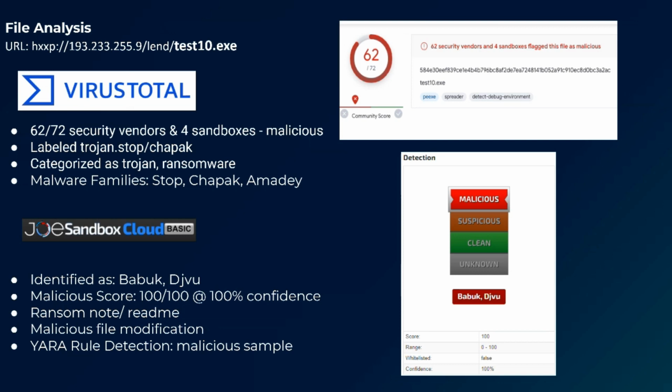The sandbox found the file writes a ransom notice, which could be in the form of an HTML or text file. This is often an indicator of a ransomware attack, where victims are provided instructions on how to pay or recover their files, further solidifying our ransomware suspicions. The file in question was observed modifying existing user documents. This behavior is a hallmark of ransomware, where files are encrypted or altered to be held hostage. And lastly, a malicious sample from the file was detected.